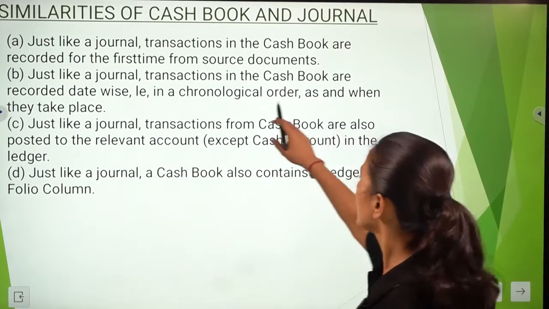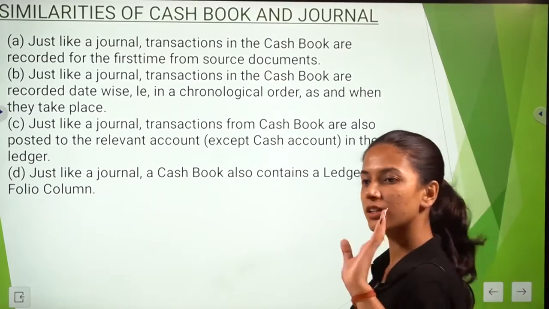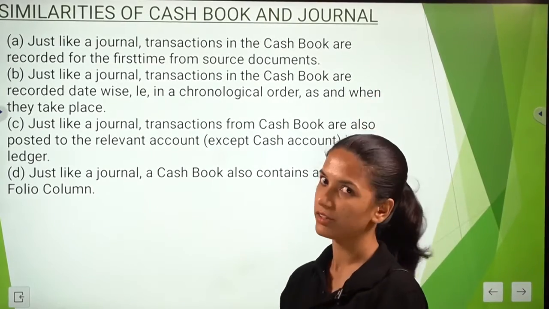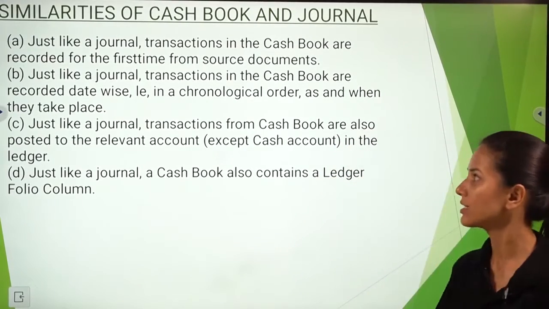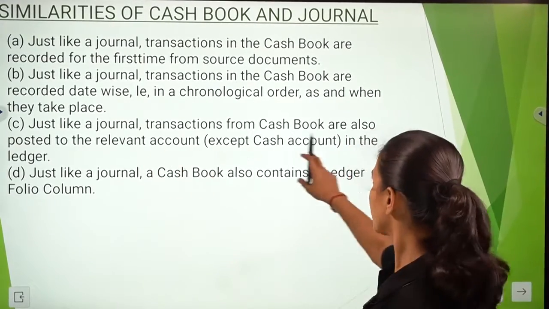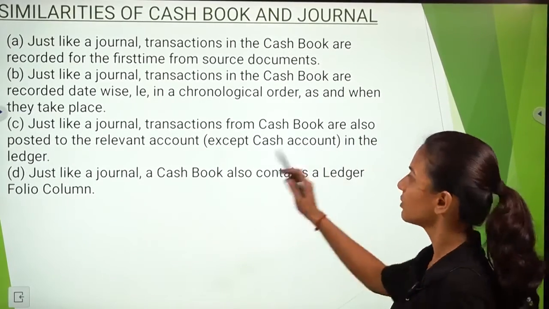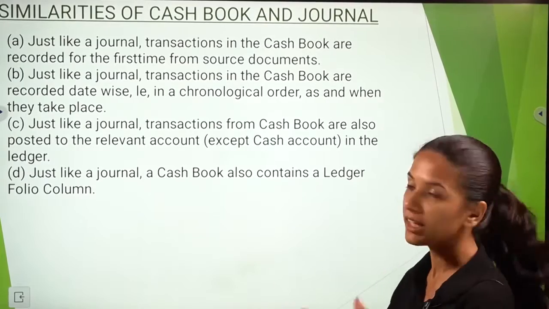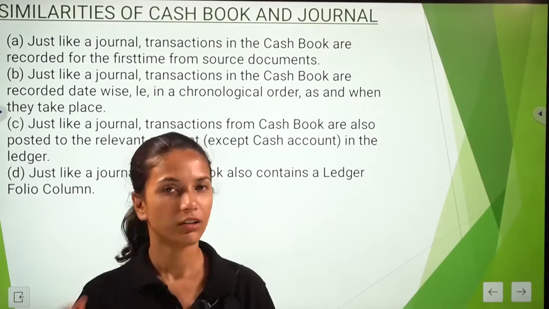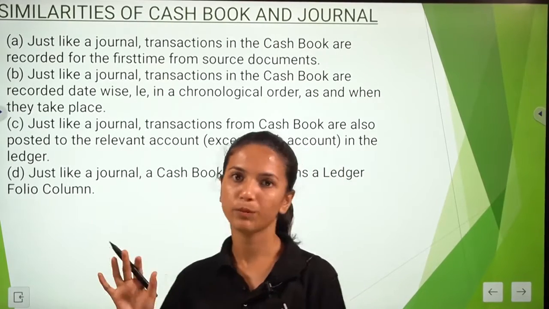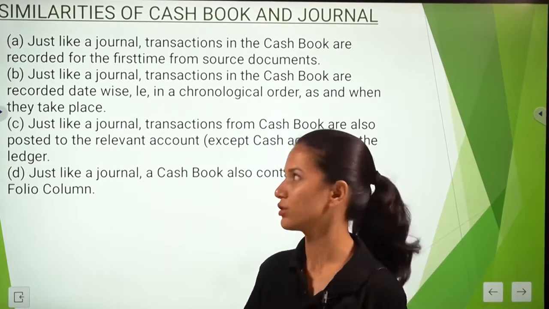Just like a journal, transactions in the cash book are recorded date wise. In the journal also all the transactions are recorded date wise. Similarly in the cash book also it is recorded date wise. Just like a journal, transactions from the cash book are also posted to the relevant account, except cash account, in the ledger. So, when we prepare a journal, we can post it to the ledger account from the journal. Similarly, when we prepare a cash book, we can post it to the ledger account from the cash book also.